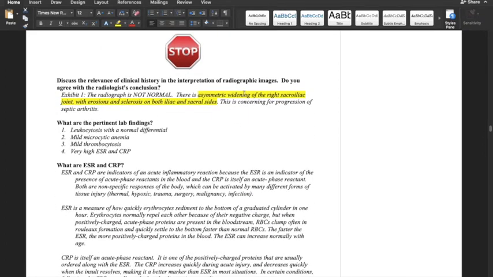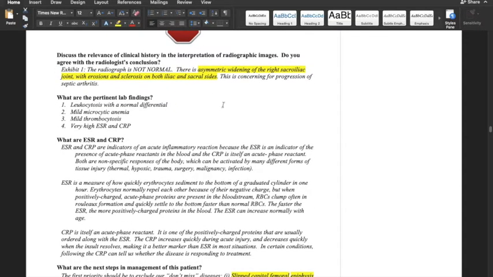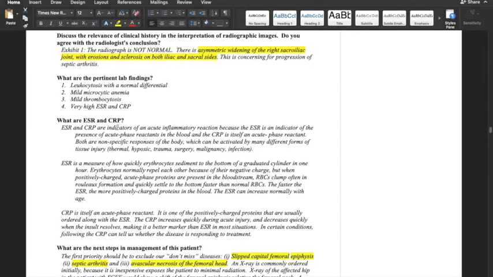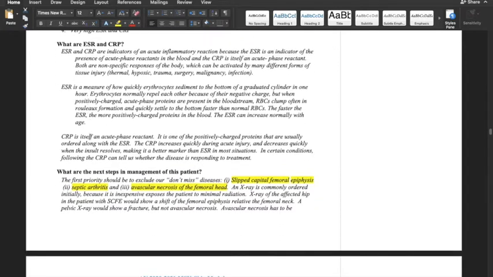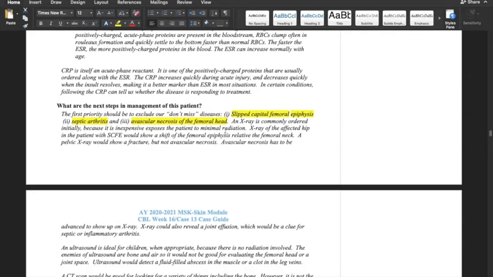So here they mention again the asymmetric widening of the right SI joint, and those erosions would be really concerning for an ongoing infection. So we mentioned the pertinent lab findings, more information about the ESR and the CRP. And the next steps, we don't want to miss the SCFE, septic arthritis, and avascular necrosis.